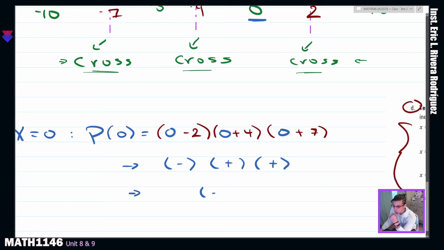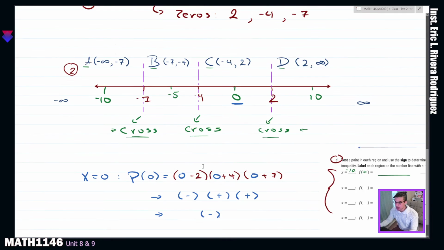And that's what is important here. So I know that region C is negative. All right.